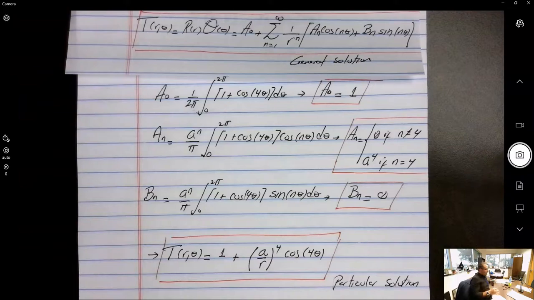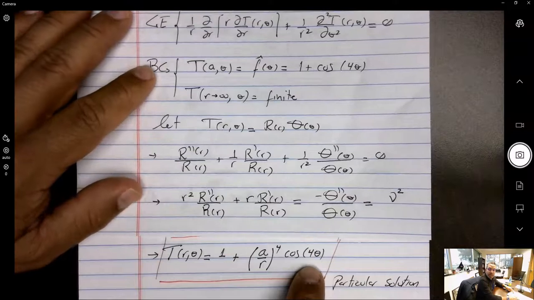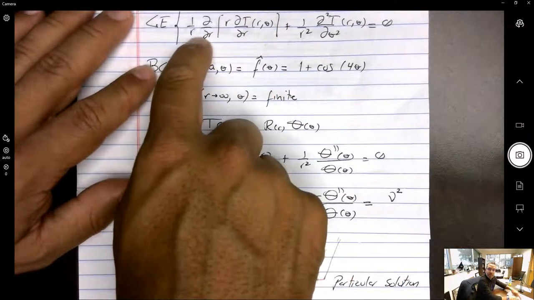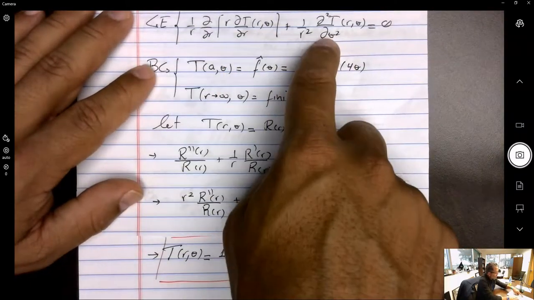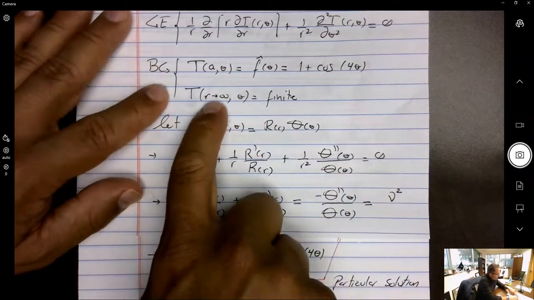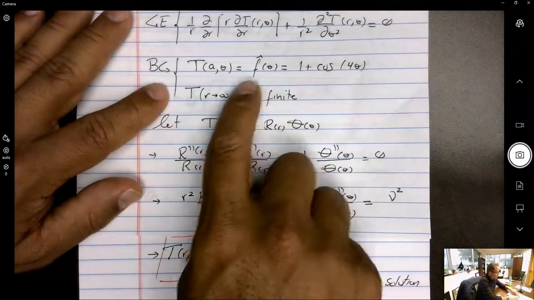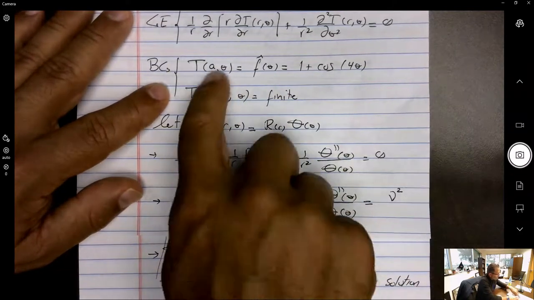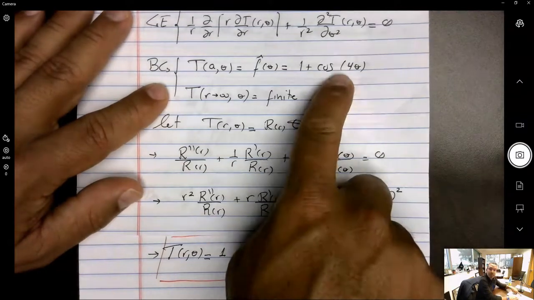You can very easily verify that that is indeed the solution of this problem. You can take this and differentiate it with respect to r, multiply times r, differentiate it with respect to r, divide by r, then differentiate it with respect to theta twice, and you'll see that it satisfies the governing equation. You can also see if the solution satisfies the boundary conditions. At r equal to infinity, this goes to 0 and the solution is equal to 1. The temperature is equal to 1, which is finite. And at r equal to a, a over a to the power of 4 is 1, so you get 1 plus the cosine of 4 theta, which is identical to this.